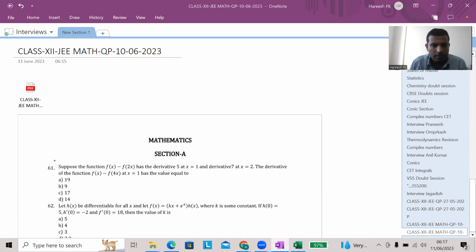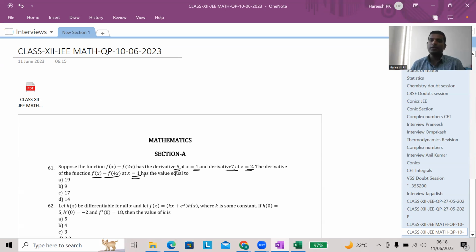Suppose that f of x minus f of 2x has a derivative 5 at x equal to 1 and derivative is 7 at x equal to 2. Now they're asking what is the derivative of the function f of x minus f of 4x at x equal to 1. So very straightforward question.